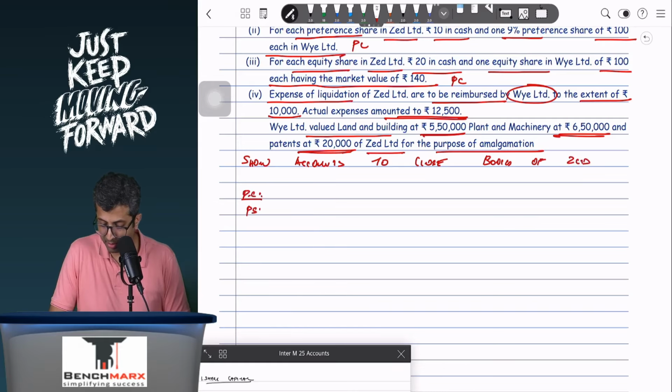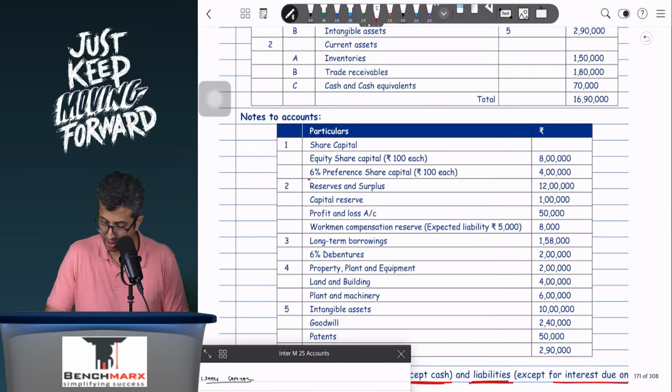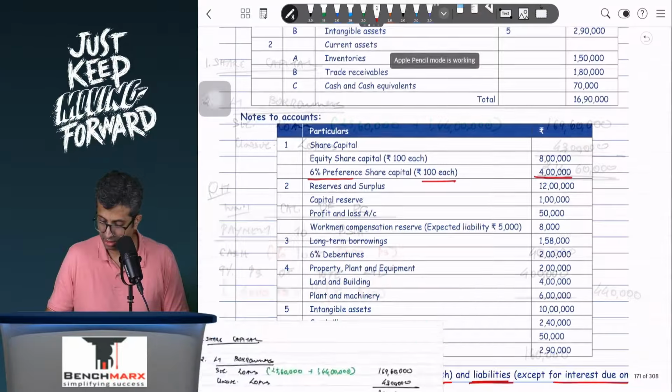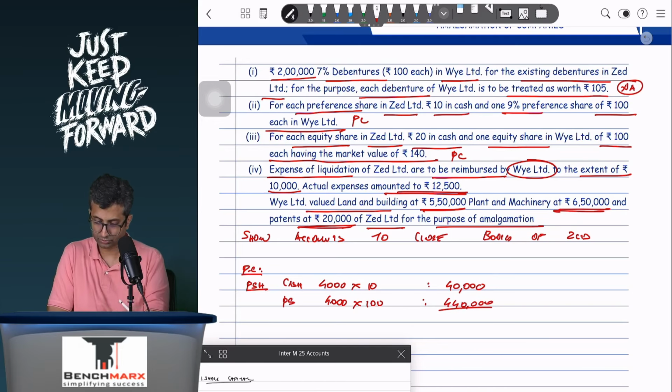PC. PC means payment made to the preference shareholders. How much is paid to the preference shareholders? 10 rupees in cash and 9% preference shares of rupees 100 each. The preference shareholders hold 4 lakhs of rupees 100 each, so this must be 4,000 shares. Cash: 4,000 preference shares of rupees 10, can I say this is 40,000? And then there are preference shares, against 4,000 another 4,000 preference shares, so this is 4 lakhs. Hence in total you are paying 4,40,000.